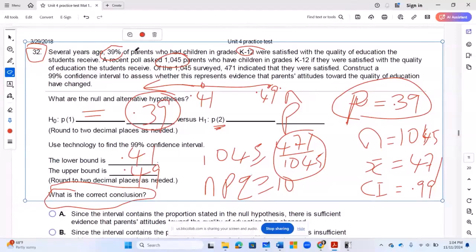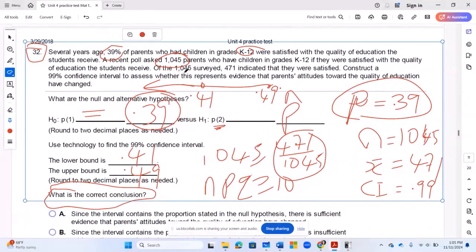A mean of 39% of parents who had children in K-12 school were satisfied with the quality of education. A recent poll of 1,045 parents who have children in K-12 says they are no longer satisfied with the quality of education. That's what they are saying.